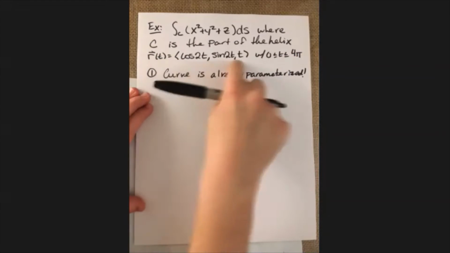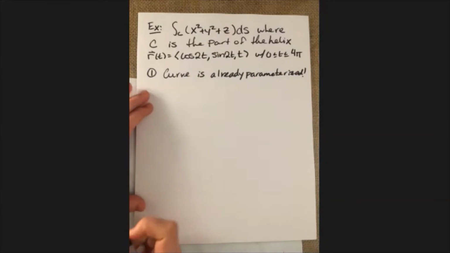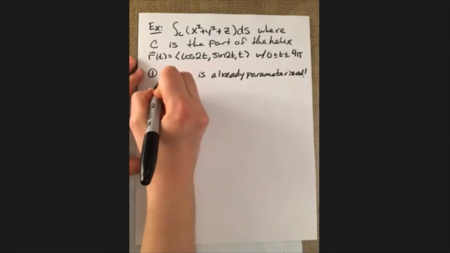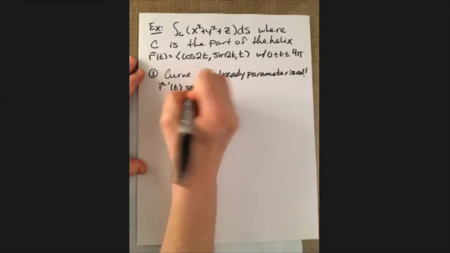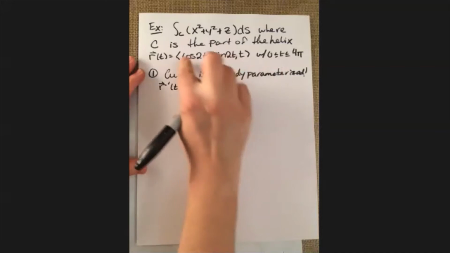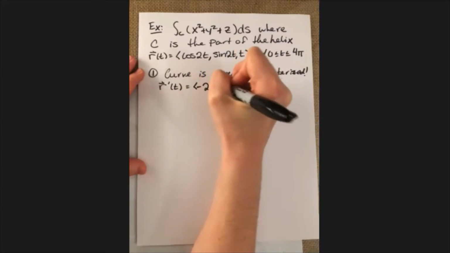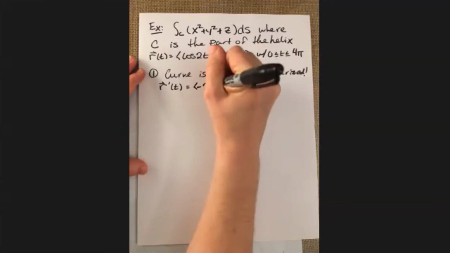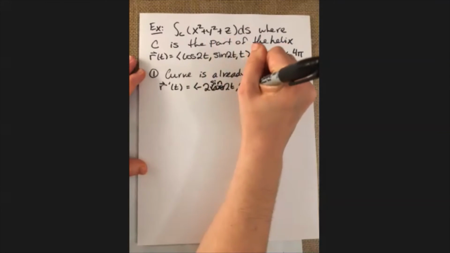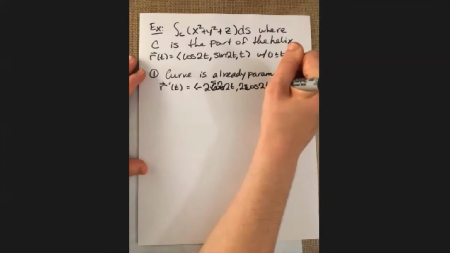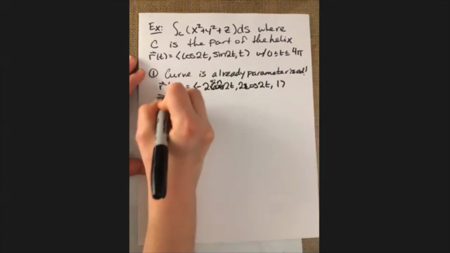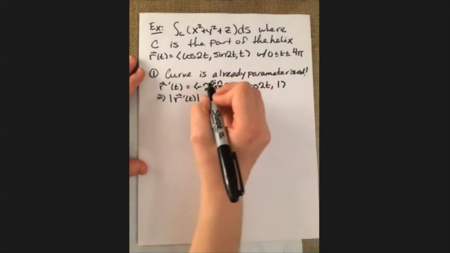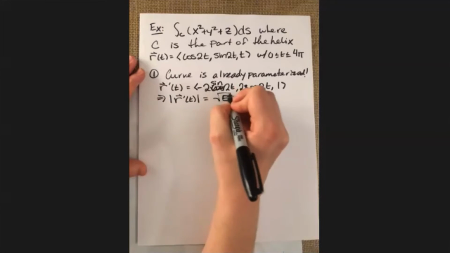Because we've already been given everything in terms of t, and bounds on t were also given to us, we just need to find our r prime of t. And this is going to be equal to negative 2 sine of 2t, 2 cosine of 2t, and then a 1. So then the length of this winds up being equal to root 5.